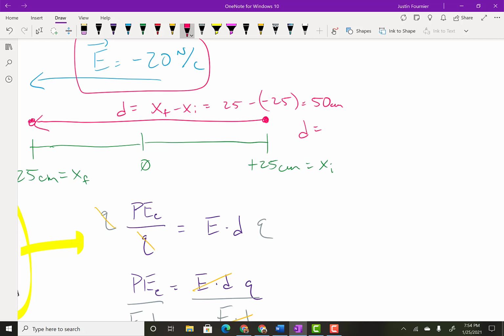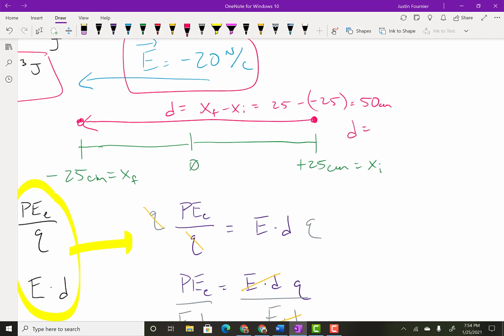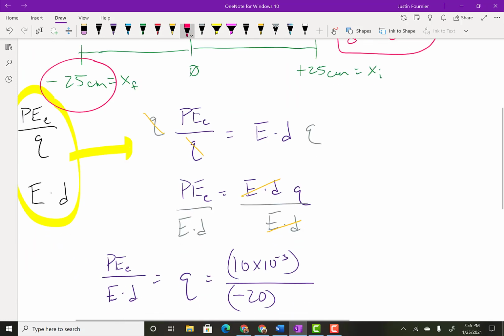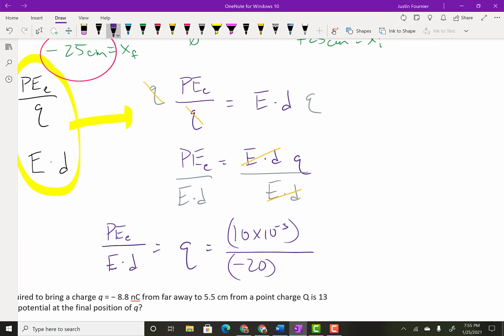Displacement points to the left, so this should be my mistake. Sorry, I made a mistake here. The final position is negative 25, and then the initial position is positive 25. So that's still going to be negative 25 minus, so I really just need to put a minus here. I made a mistake there, I'm sorry. So this is going to be negative 0.5 meters, and that means this is going to be negative 0.5 down here.